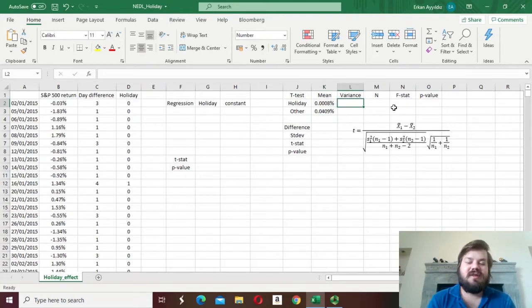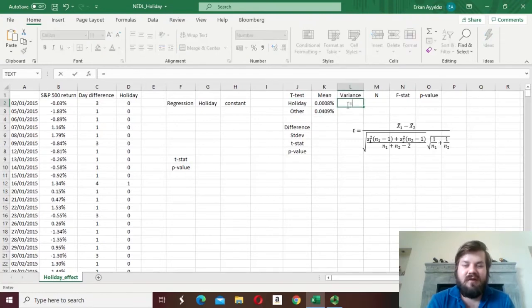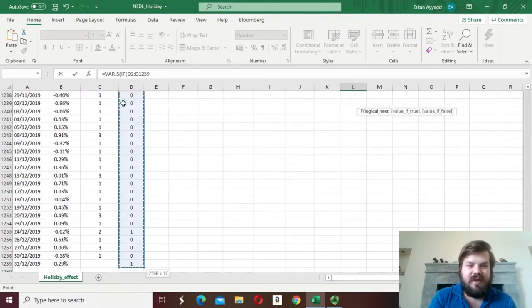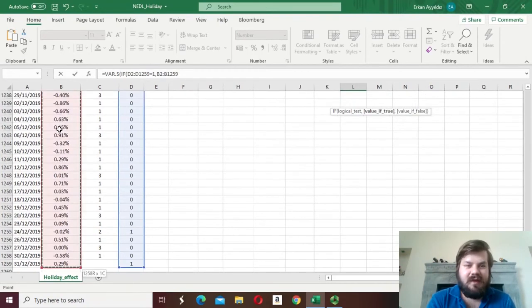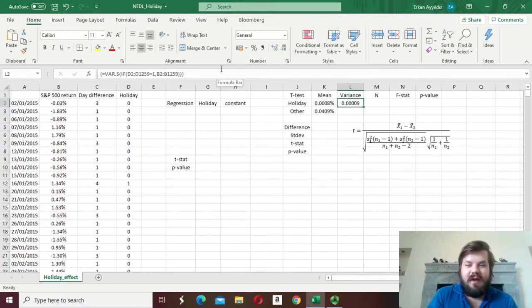But as for now, we need to just calculate the variances of returns in those two groups of trading days. First of all, we apply the sample variance function, var.s, and we need to input the variance for days preceding public holidays. So if the holiday dummy is equal to 1, we take the array of returns, and if not, we don't do anything at all. So we can just close the brackets and close the brackets again and enforce this formula using shift control enter. And we see that the variance on the holiday dates is correctly calculated.